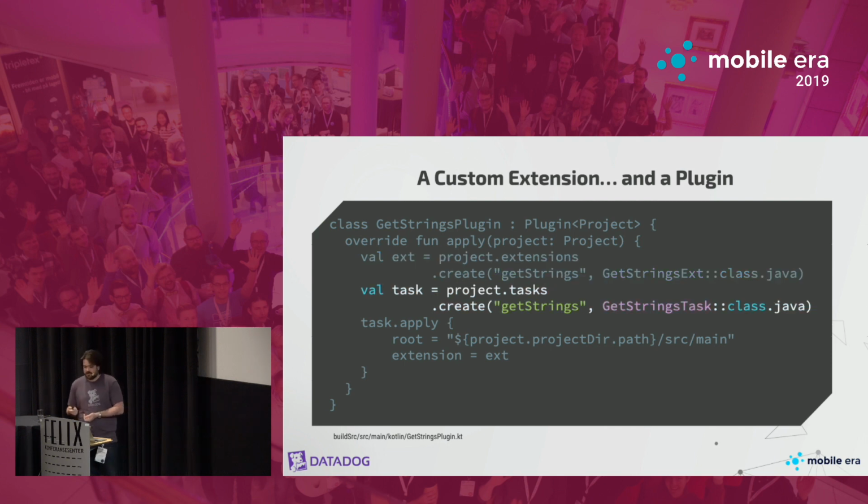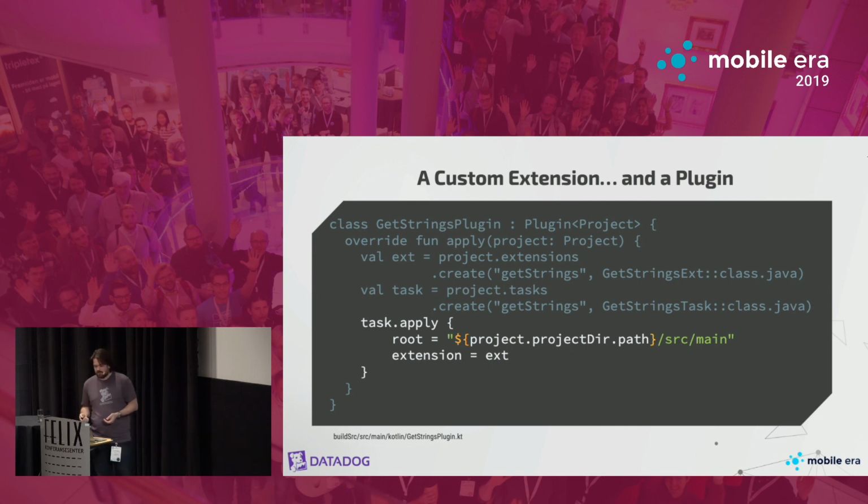Then I'm going to create the task automatically. So again, I'm just using get strings, but you don't have to use the same name. You can have different names if you want to. And again, when you say create, you just say which name it is and what's the implementation. And then I'm going to configure it. The first thing I said, yes, we can configure automatically where the root folder is. So I'm just going to take the project dir path and append /source/main. And I'm going to link the extension I created before with the task here.